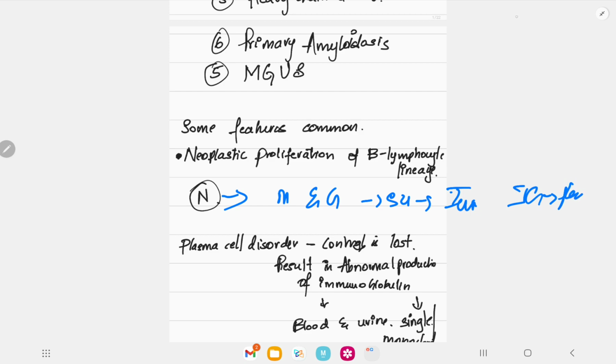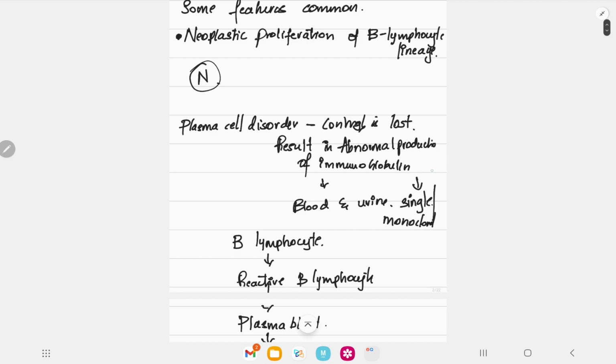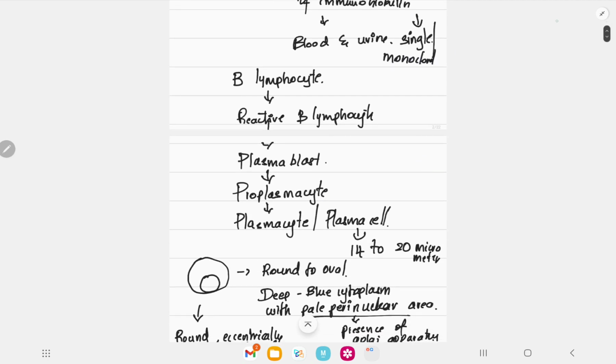So what happens in plasma cell disorder? In plasma cell disorder, when the control is lost, there is abnormal production of immunoglobulin, here a single monoclonal immunoglobulin. It might be IgG or IgM or any other. So what all changes do you see in B lymphocytes? It starts as reactive B lymphocytes and converts into plasmablast, proplasmacyte and plasmacyte or plasma cells.